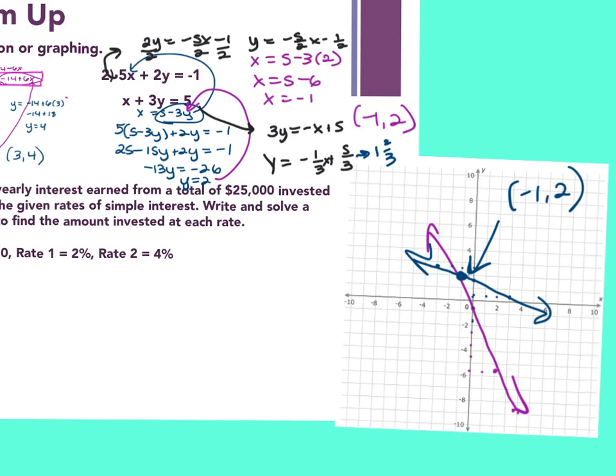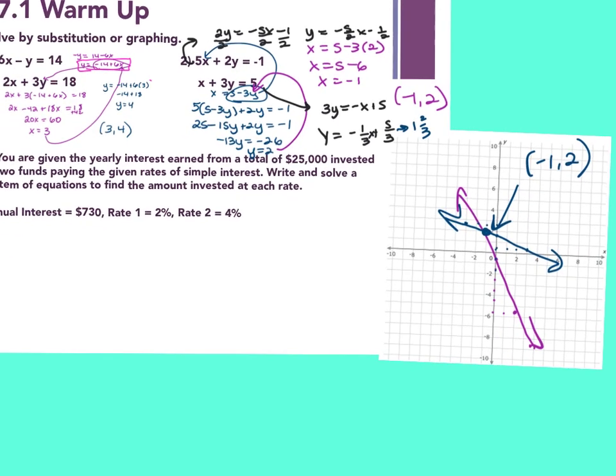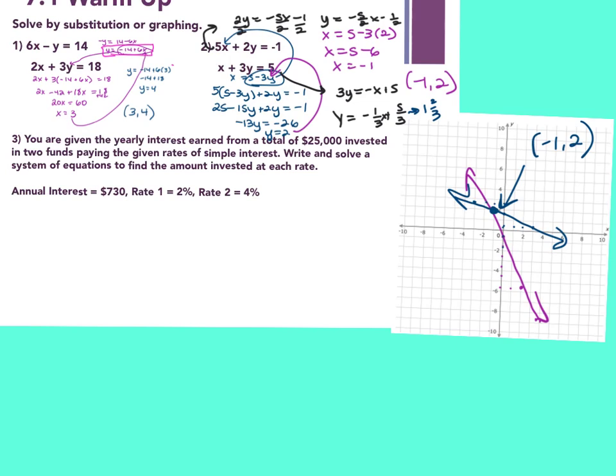Remember that the special cases are if the variables cancel out for substitution, and what's left is a false statement, what's your answer? No solution. And if it's a true statement, like 1 equals 1 or 0 equals 0, then what's your answer? All solutions, okay, all real numbers. And then the same thing for the graphs. If they don't intersect, then it's no solution. If they do, then it's all real numbers.